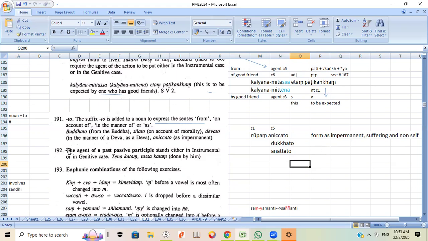So that means if you take here Buddhato, that means from the Buddha, we take the word from. This is silato. Because of sila, so on account of morality. So this is better. Devato, so in the manner of a deva. Aniccato, as impermanent. So there are technically four of these. So hashtag means important.